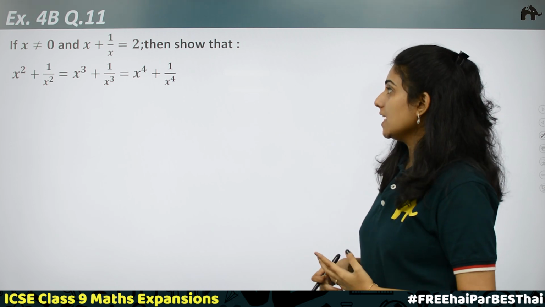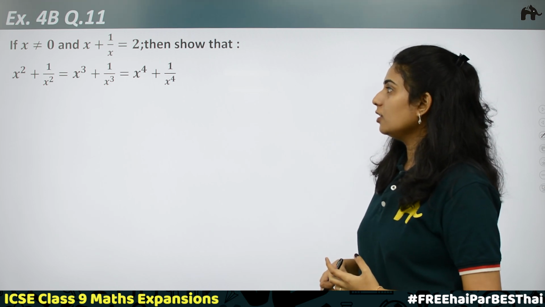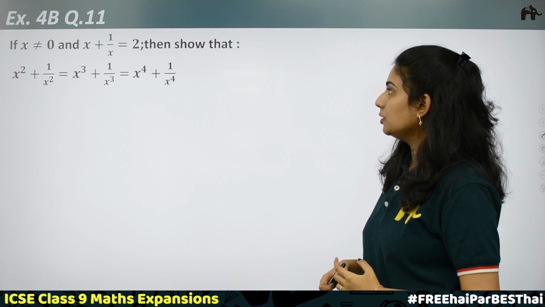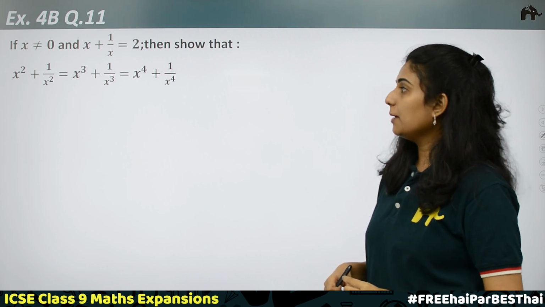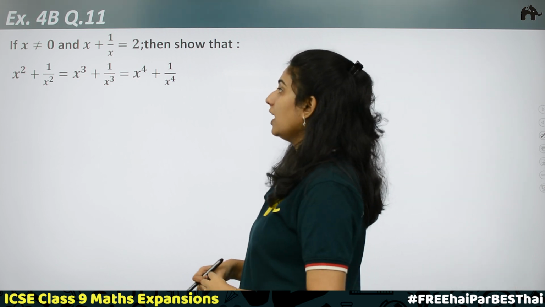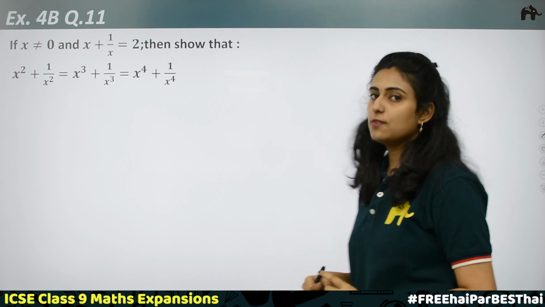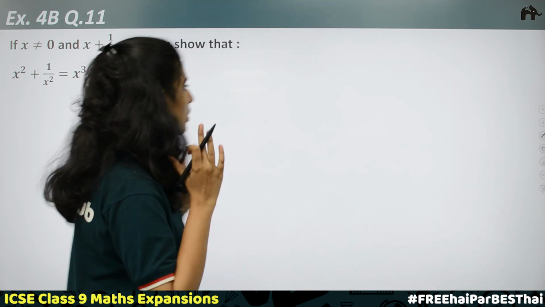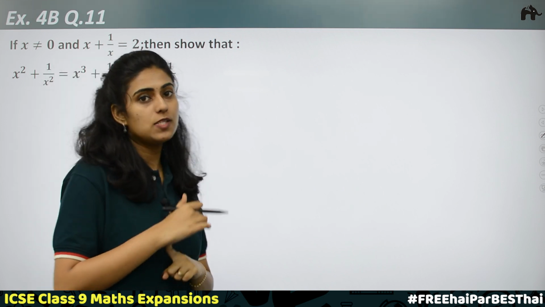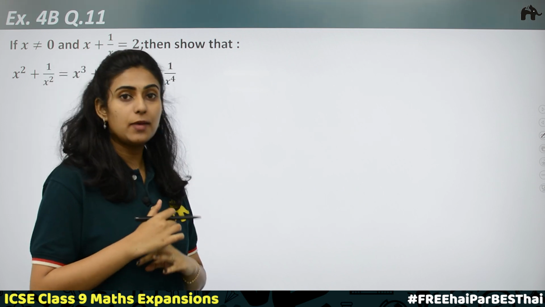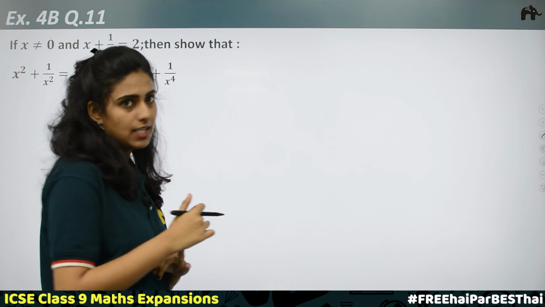Question 11 of exercise 4b. If x not equal to 0 and x plus 1 by x is equal to 2, then show that x square plus 1 by x square is equal to x cube plus 1 by x cube is equal to x raised to 4 plus 1 by x raised to 4. So, separately we are going to find what is x square plus 1 by x square, what is x cube plus 1 by x cube and x raised to 4 plus 1 by x raised to 4.